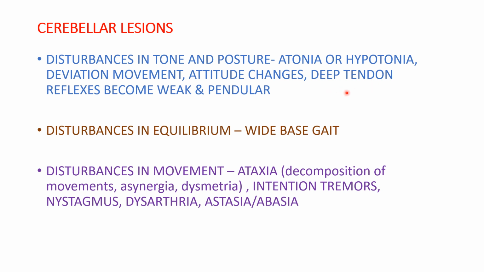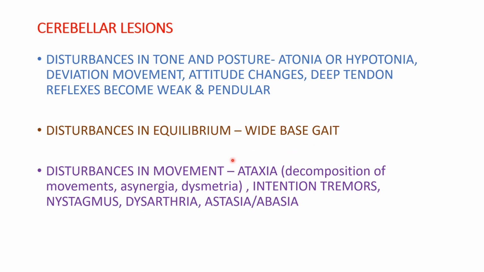And the deep tendon reflexes become weak and pendular, for example, pendular knee jerk, due to hypotonia of the quadriceps muscles. Then coming to disturbances in equilibrium. It leads to wide-based gait. The person will walk on a wide base and sway from side to side. That is also called drunken gait. And he is unable to maintain the upright posture.